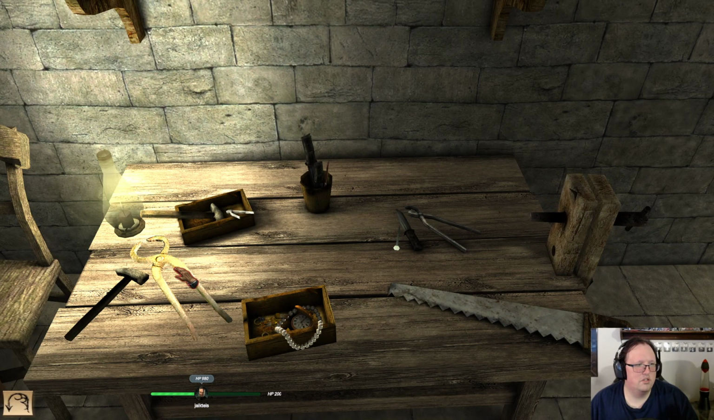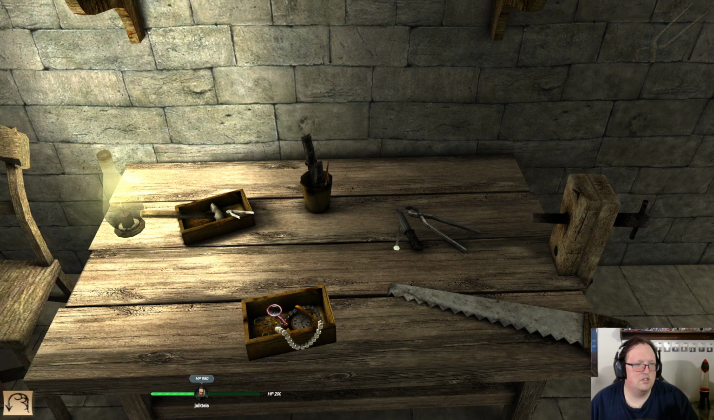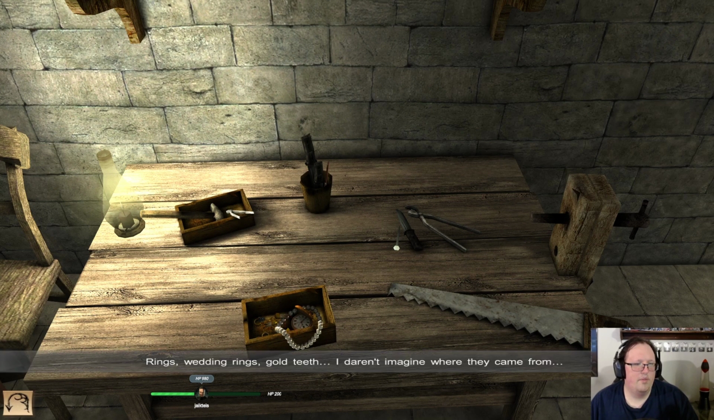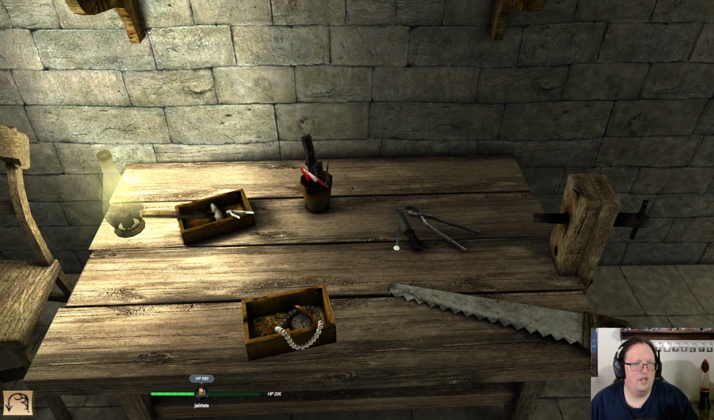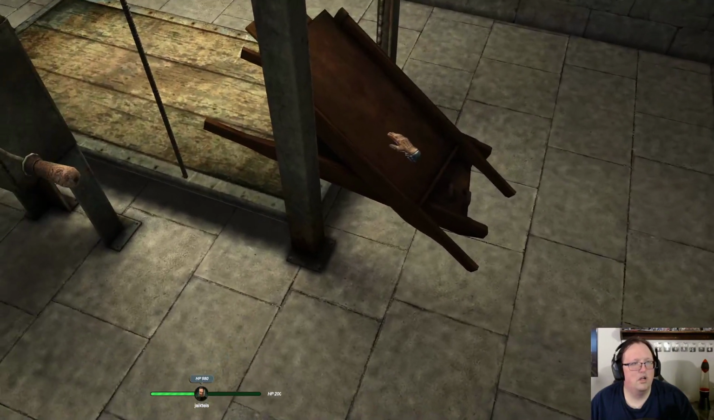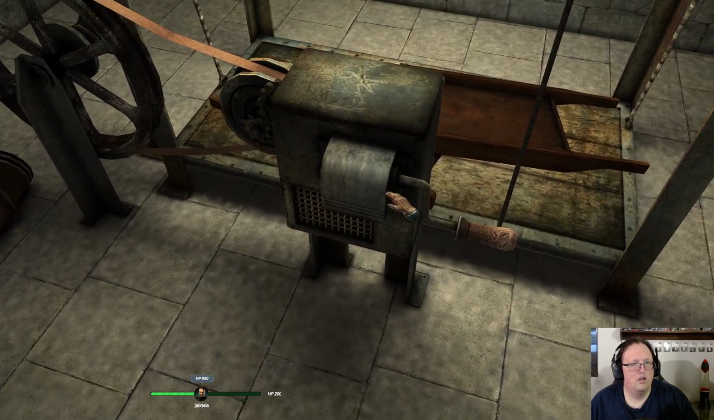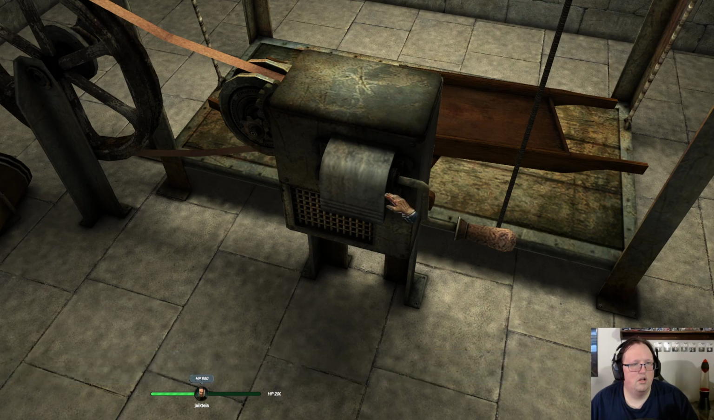Take this. This may come in handy. A hammer. I'll take it. Pincers. I'll take it. Rings, wedding rings, gold teeth. Saw that. This old box must have held a net. Yes, saw that. Back out. It is a stretcher that can be dismantled into two pieces.